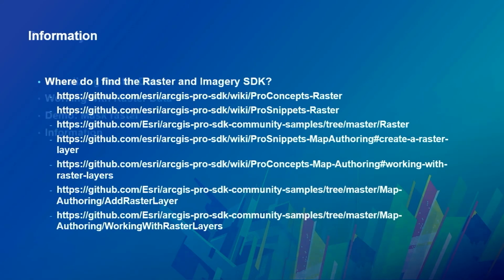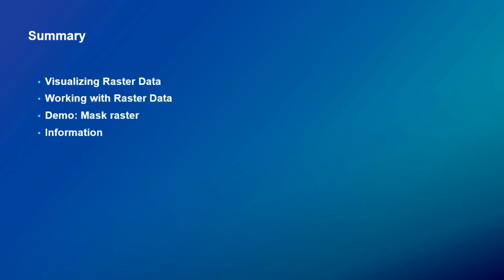So before I start, actually, let's summarize. What we talked about today was the functionality related to working with rasters and imagery in the Pro SDK for .NET. We talked about how you can add rasters as layers to your map. We talked about how you can use colorizers to control how these rasters are displayed. We talked about how you can get and set processing templates to control how the raster data is processed.